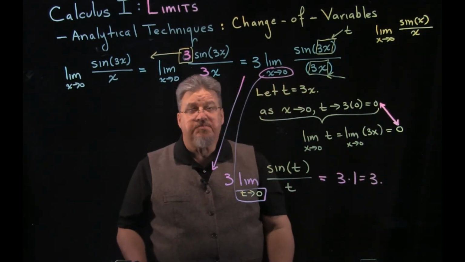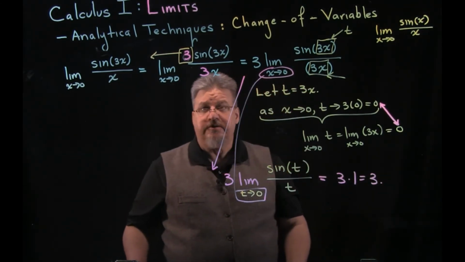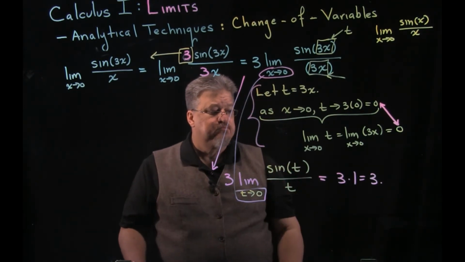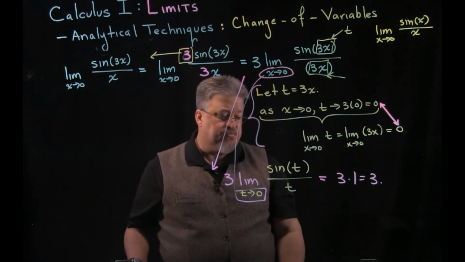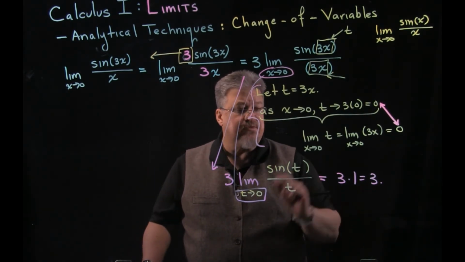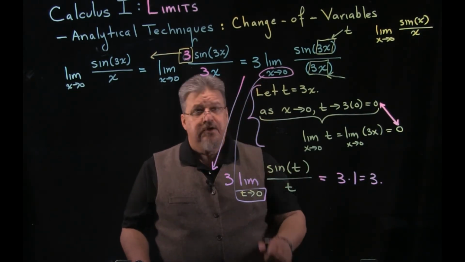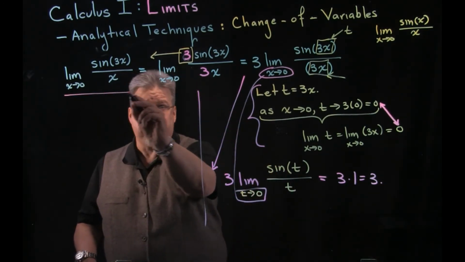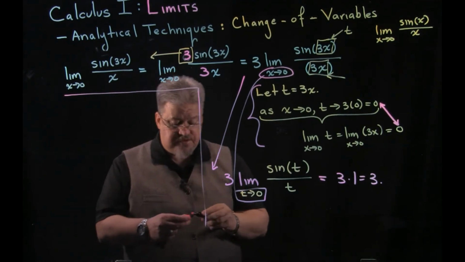So this is 3 times 1. The key in this problem is, when you're showing the work, you need to show the change of variables. We know by graphical means, or even using a calculator, that the limit's going to be 3. That's not what's being asked. What you're being asked is to demonstrate analytically that this limit is 3.